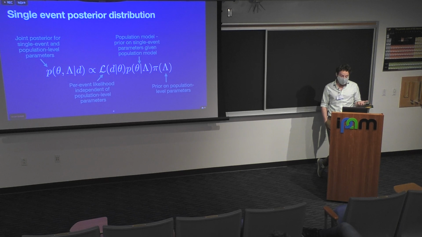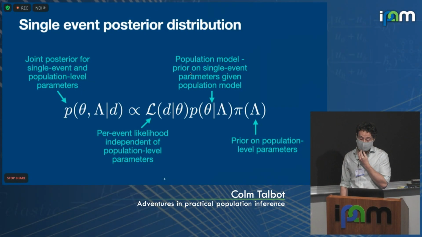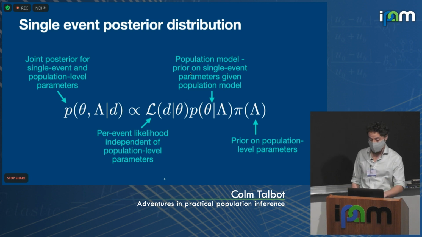We have some population model, which you'll sometimes see people call a population prior. It's a conditional prior, conditioned on the population parameters. So I might use that interchangeably, talk about population priors or population models. It's really all the same thing. And there you have single event parameters on the left and population parameters on the right.